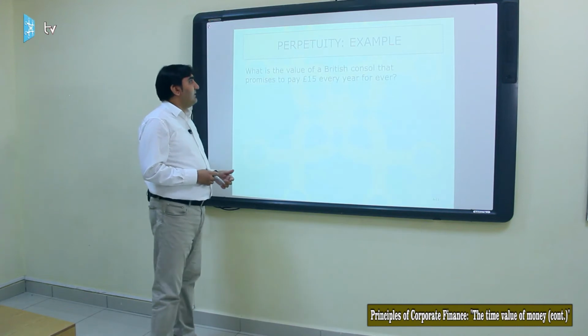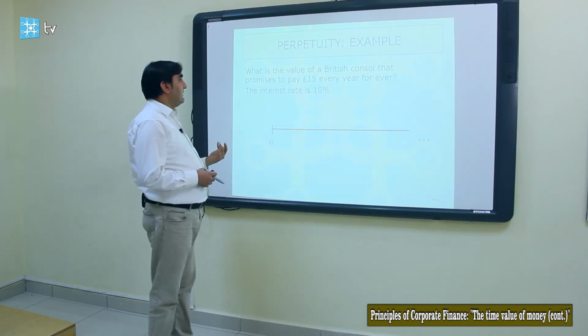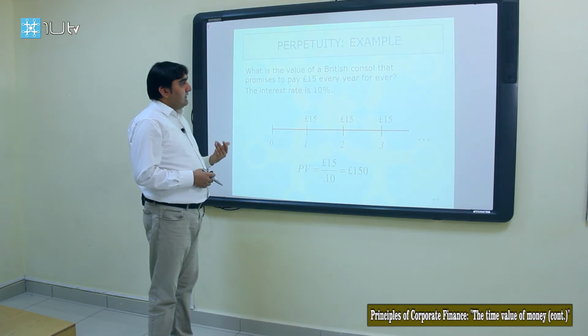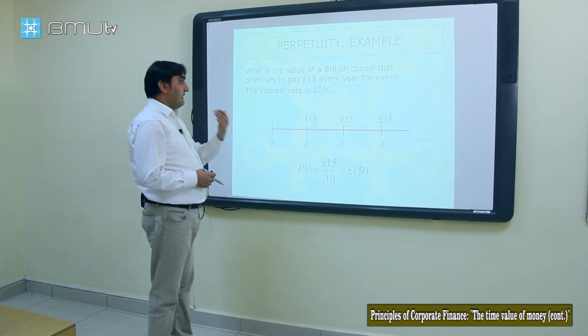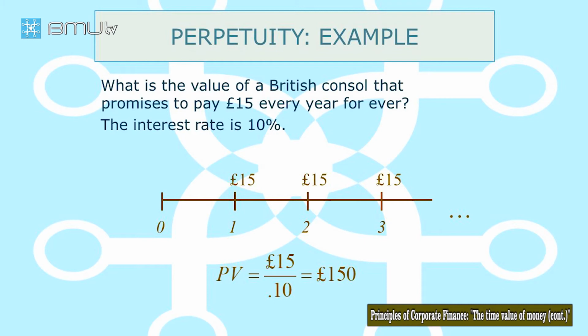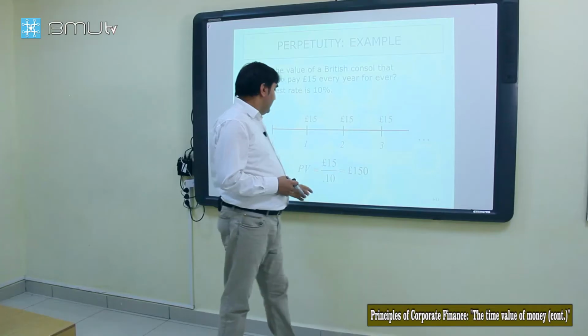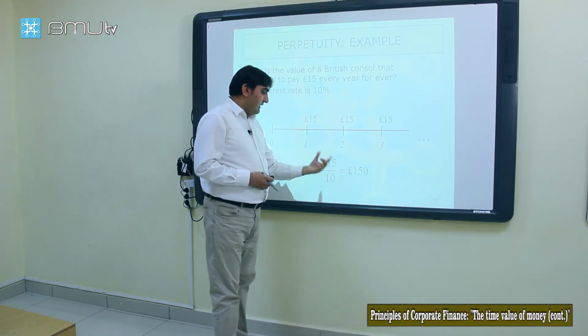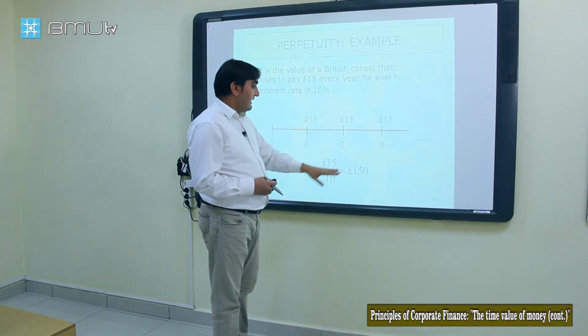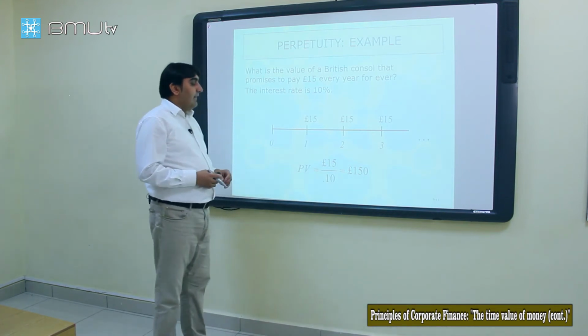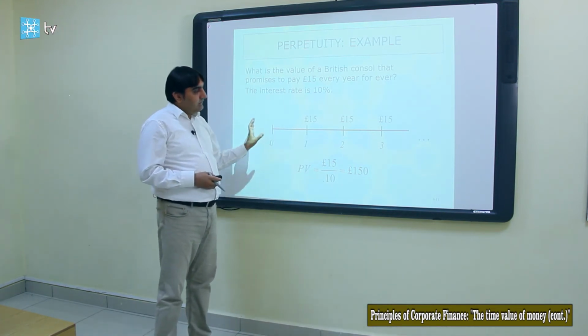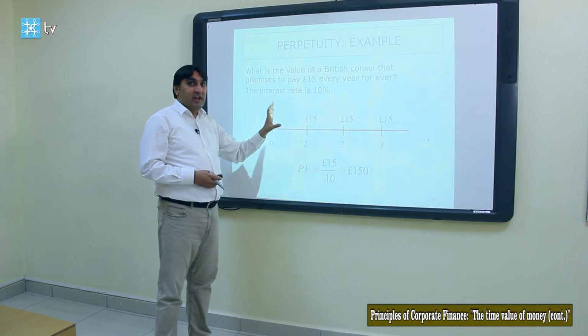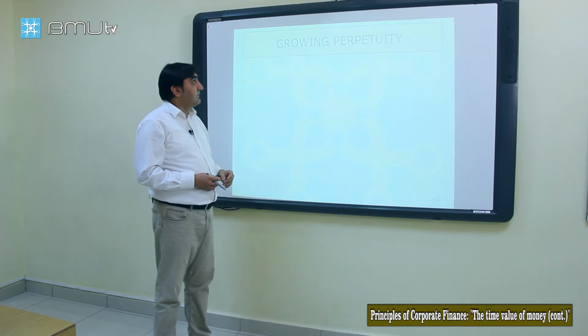For example, we have an example here. What's the value of a British consol that promises to pay £15 every year forever? The appropriate rate is 10%. 15 pounds, it goes forever. As long as you keep this, you pass it to your son, to your grandson, and others. So that's 15 divided by 10%, that's 150 pounds. The present value of all these cash flows is 150 pounds.